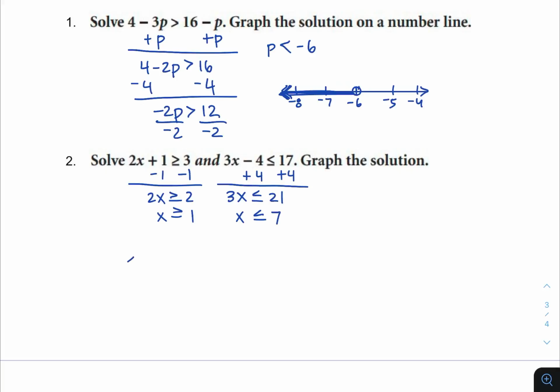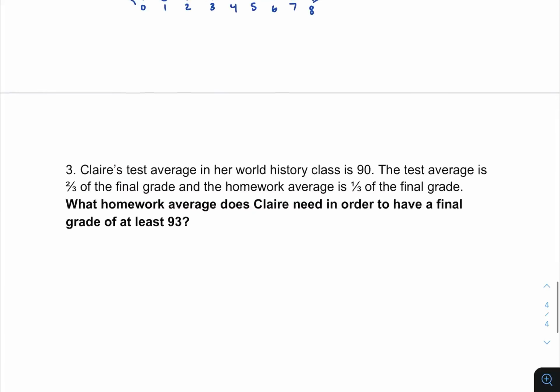And when we graph that on a number line, we're going to put a closed circle on 1 and a closed circle on 7. And since x is greater than or equal to 1 but less than or equal to 7, it's going to include the numbers between them. And that's the graph of the solution.